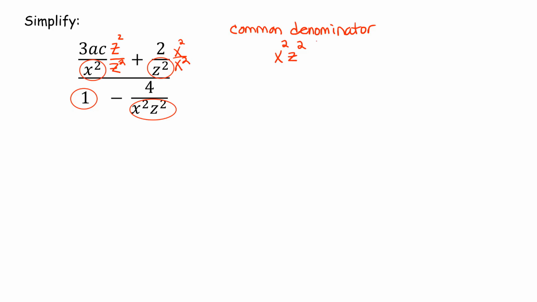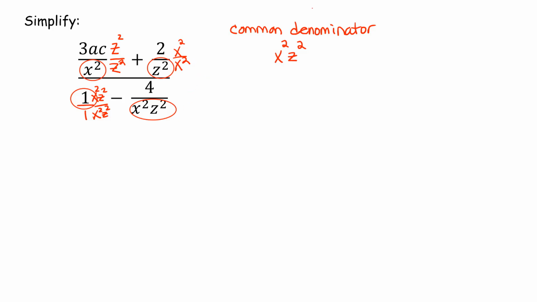The 1 doesn't have the x squared or the z squared. So we can think of 1 as 1 over 1, and we're going to have to multiply the top of that by x squared z squared, and the bottom also by x squared z squared. And this little fraction on the right has both already, so I don't need to do anything to those.